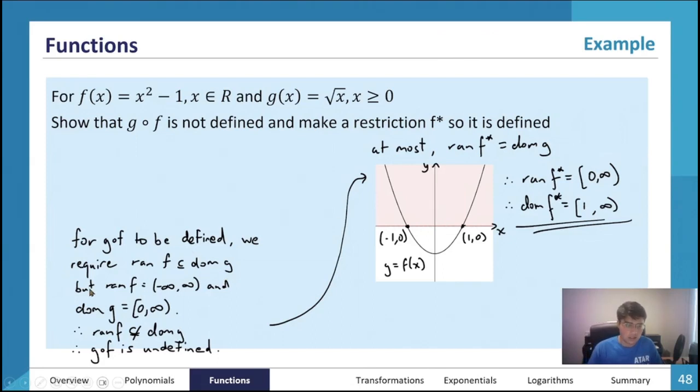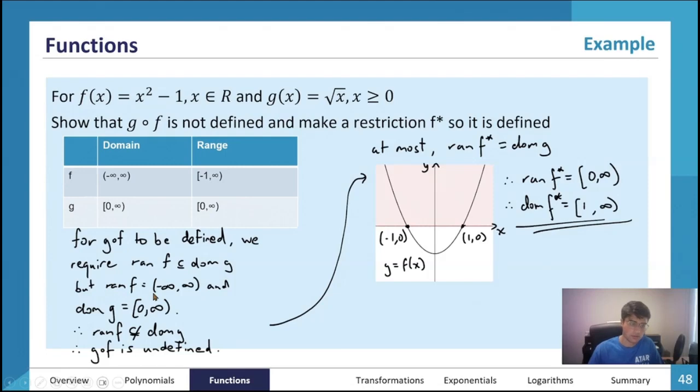Range of f is a subset of domain of g. What we can then say is, but the range of f is negative infinity to infinity, and the domain of g is 0 to infinity. That means that the range of f is not a subset of the domain of g. So it's just the subset sign with a dash through it, similar to the not equal sign. It just means it's not a subset of the domain of g. So you've disproved this statement, and therefore g of f is undefined. I've answered the first part of the question.